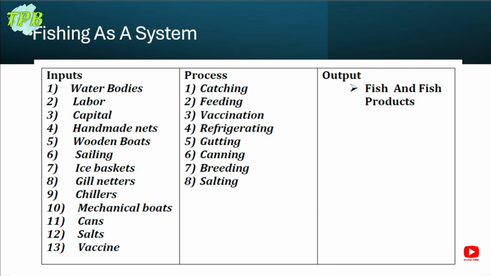The processes which are involved in this industry are catching, feeding, vaccination, refrigeration, gutting, canning, breeding, and then salting. These are written collectively. The freshwater fish and the dried fish are processed in different methods. We will discuss them in future lessons. The output of the fishing system is generally fish and the fish-based products.